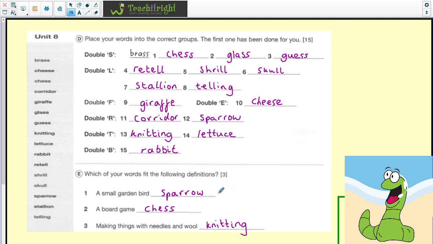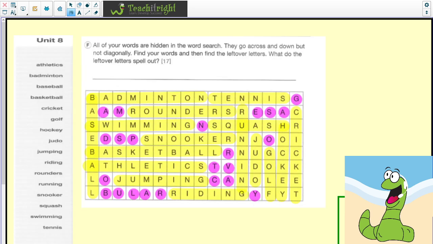Which of your words fit in the definitions? Small garden bird, of course, is a sparrow. And then we've got a board game, which is chess. And then making things with needles and wool is knitting. So that was out of 3. And I think this one above looks like it was out of 15. So again, put your score down according to what you've done. Okay, let's have a look at the next section if you've marked that.